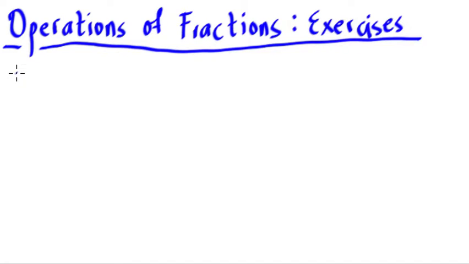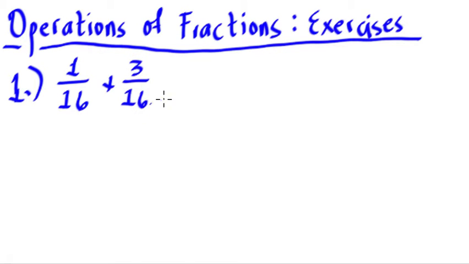Okay, for number one, let's have 1 over 16 plus 3 over 16. So what is our answer? 5, 4, 3, 2, 1. So okay, what's our answer? Since they are similar fractions, we're going to copy the 16 and then add the numerators.